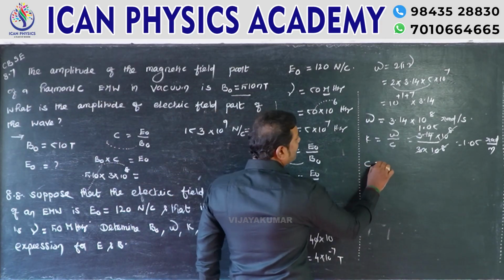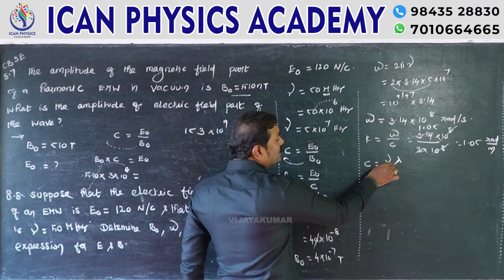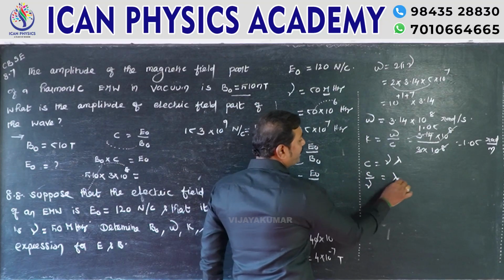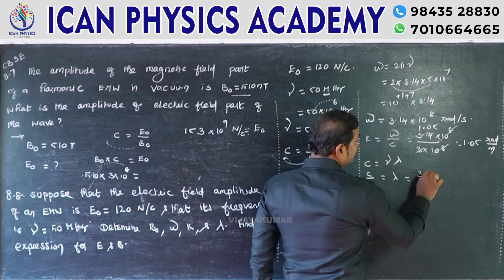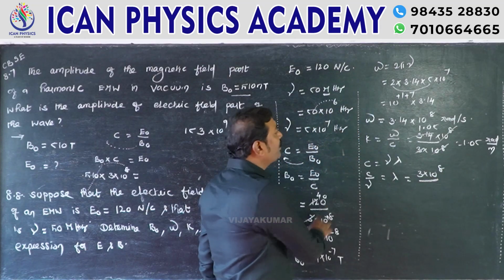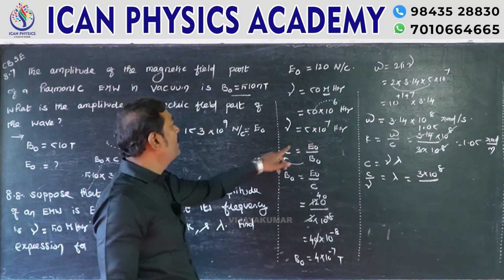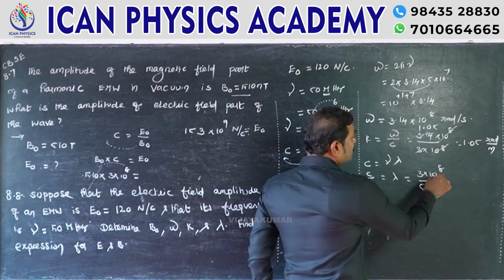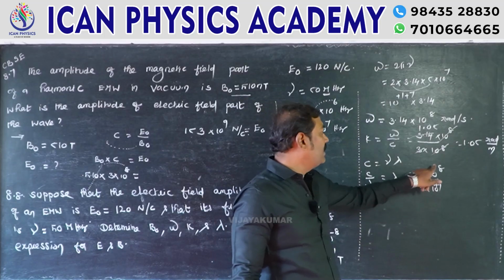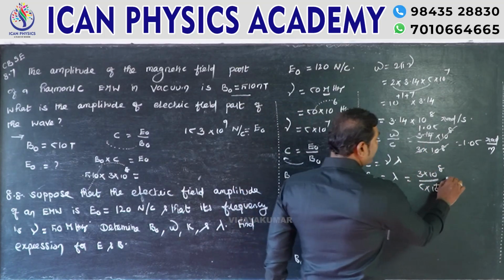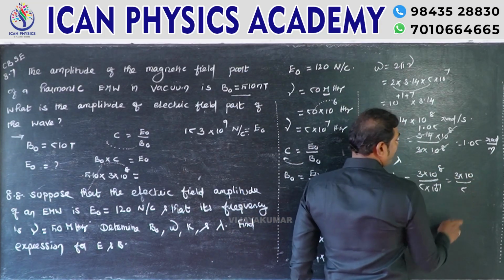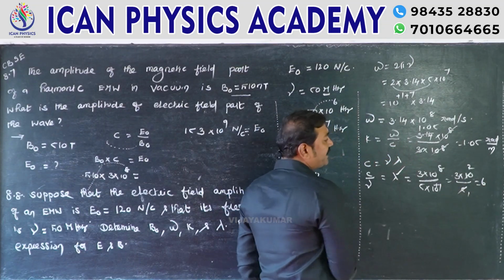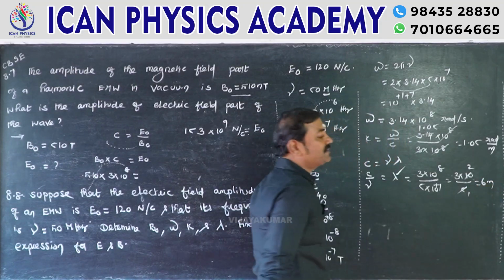Next we are going to calculate lambda. How can we calculate lambda? C equals nu lambda. The multiplication by nu comes over as division, so lambda equals C by nu. What is the value of C? Velocity of light, 3 into 10 to the power 8. What is the value of nu? That is 5 into 10 to the power 7. The 10 to the power 7 goes to the numerator as minus 7, so 8 minus 7 is 1. It becomes 3 into 10 by 5. 1 5 is 5, 2 5s are 10, so 2 3s are 6. So we calculated lambda, and the unit of wavelength is meter.